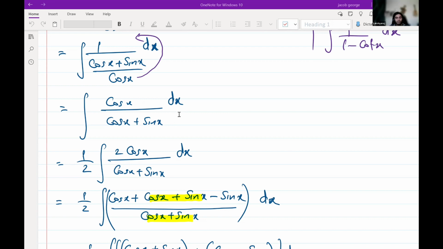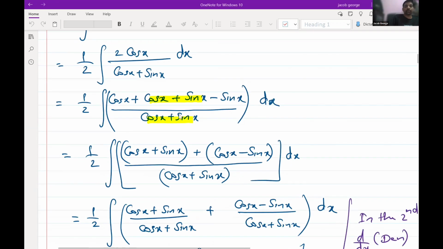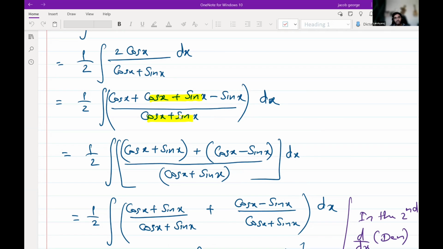So we get 1 by 2, and 2 cos x means cos x plus cos x. Then add sin x and subtract sin x, plus sin x minus sin x. Why are we subtracting sin x again? Because we have to get the denominator terms. The denominator is sin x plus cos x, for term-wise division. To get that, we divide. And 2 cos x we also bring here: to get 2 cos x, multiply by 2 and divide by 2.